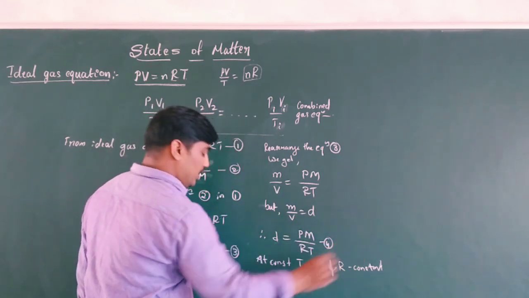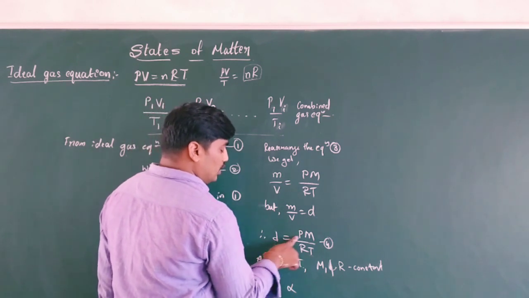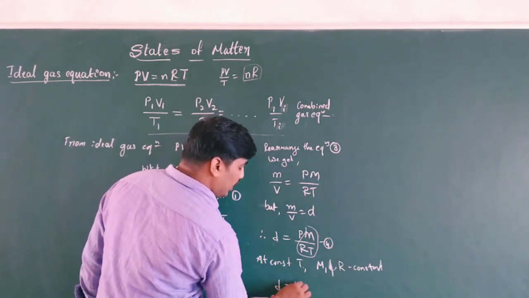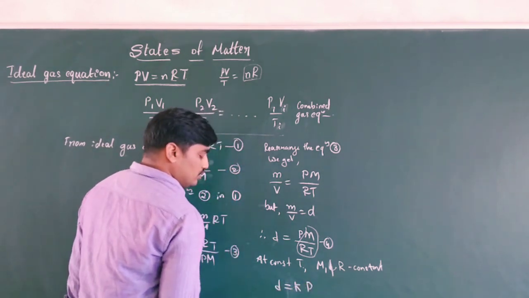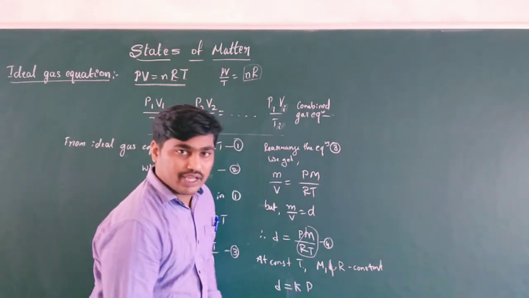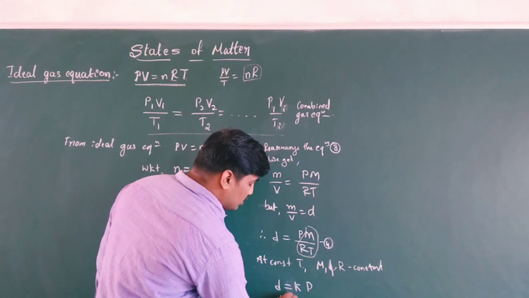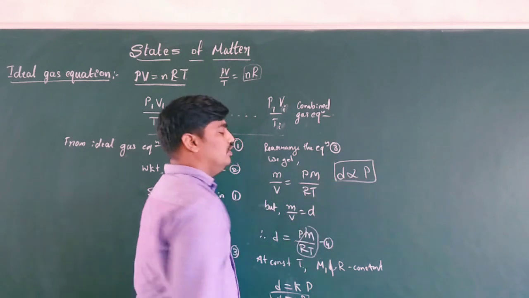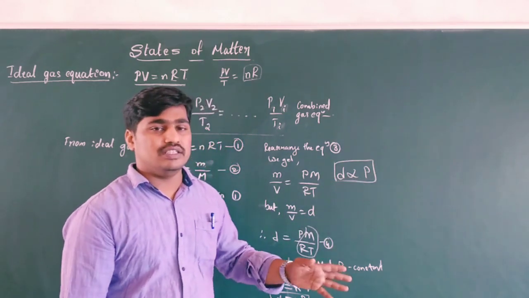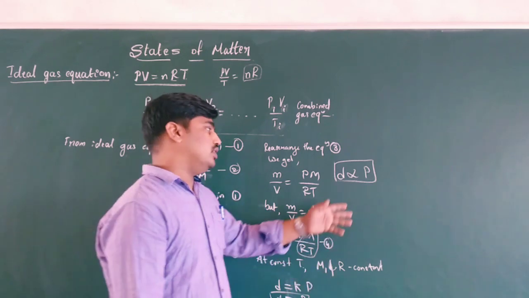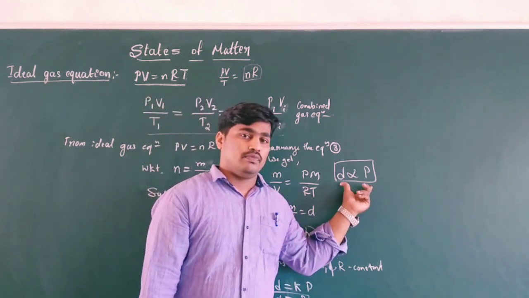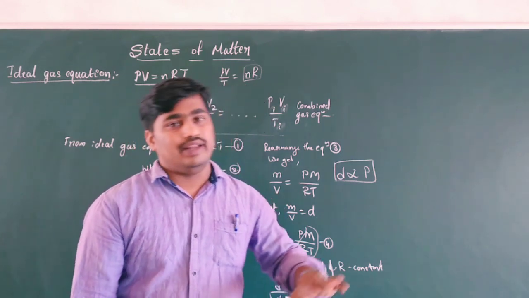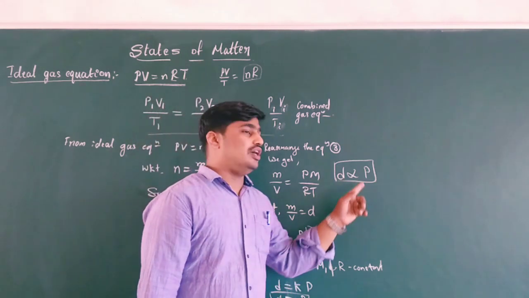Therefore, at constant temperature, D is directly proportional to P, since these things become constant. Or it is better to absorb the constant factor K into P. Suppose we remove the proportionality constant K, the equation becomes D is directly proportional to P. D is density, P is pressure. Both pressure and density are directly proportional. Correct? So, when pressure increases, density increases. When pressure decreases, density decreases. So these vary directly.